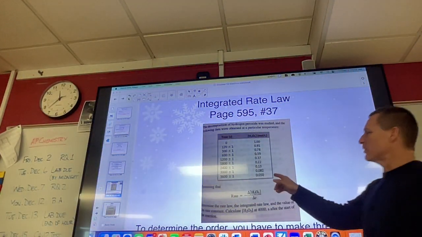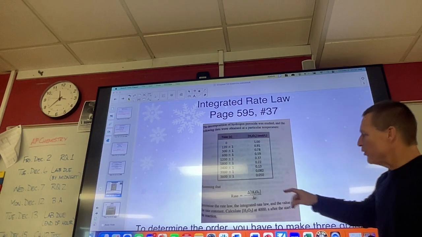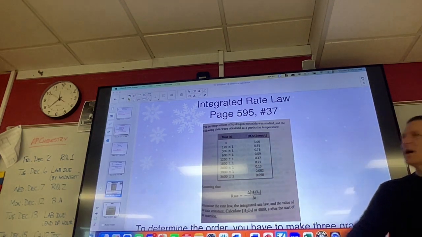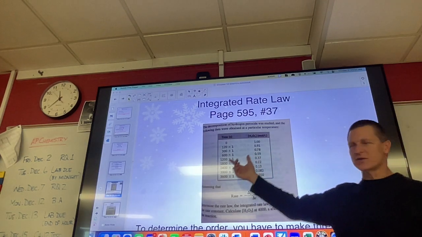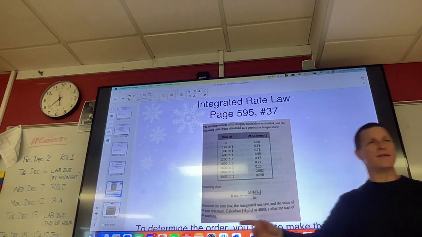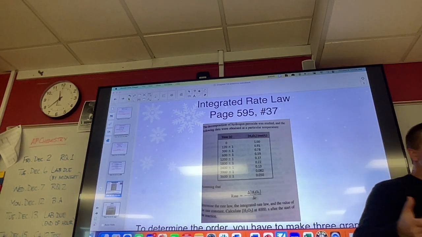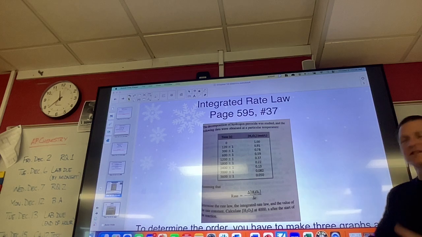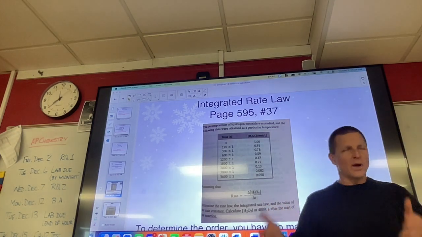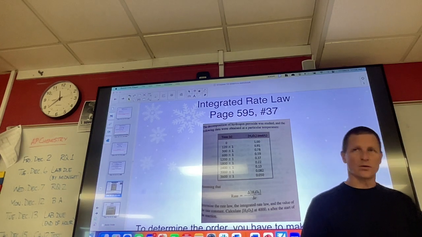So the other day when we were looking at this, I had the graphs made for you. I went into Excel, graphed the concentration versus time, and then I graphed the natural log of the concentration versus time, and then the inverse of the concentration versus time. You have to graph all three graphs. One of them should be a linear graph, and that's the one that's going to determine what order the reaction is. It's either zero order, first order, or second order.